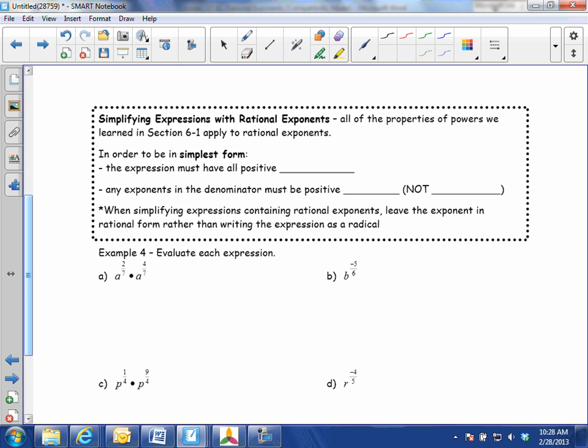In order to be in simplest form, the expression must have all positive exponents, no negatives. If it's negative, remember you move it from the top to the bottom. Any exponents in the denominator must be a positive integer, not a fraction, because a fractional exponent is a root. You cannot have roots in the bottom of a fraction.